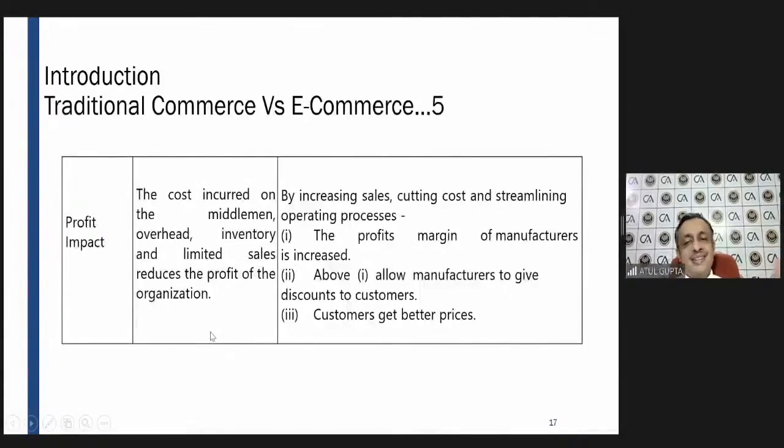Profit impact, yes. It is having a huge impact on the profitability of entities. Those who have moved to e-commerce have been able to increase margin because the delivery chain between the manufacturer and customer has been reduced. The number of participants has been reduced, and this is the way things are going to go in future.